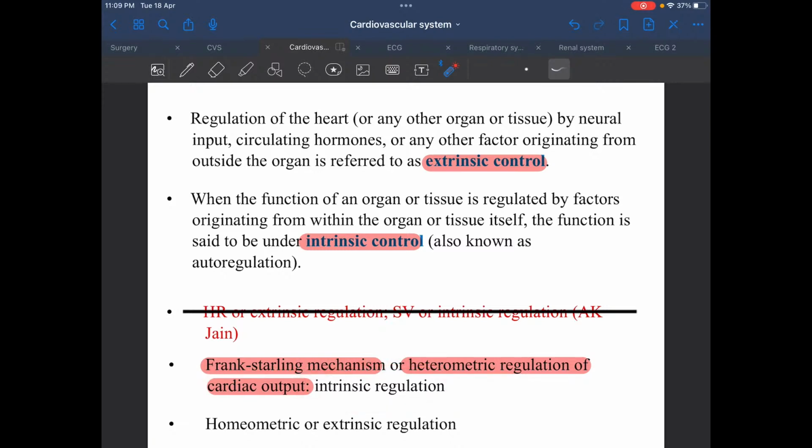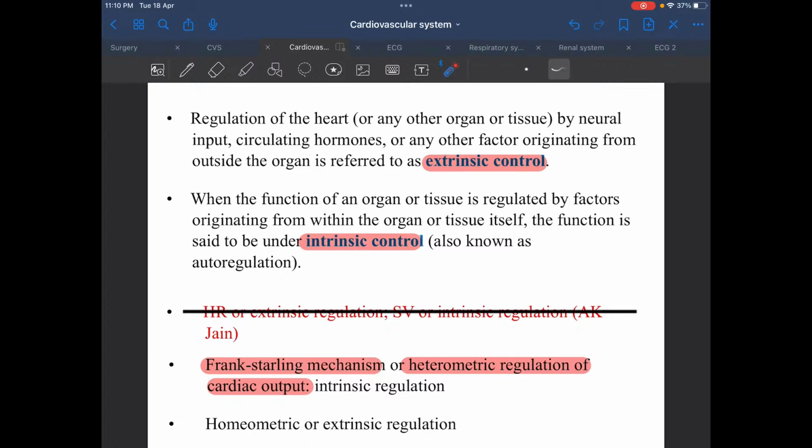मतलब Frank-Starling के accordingly, we are going to study that heart is going to increase its amount of stroke volume itself. That's a Frank-Starling mechanism. But at the cost of what? At the cost of heterometric regulation. Heterometric मतलब cardiac muscle fibers की length is going to decrease or increase. मतलब it's heterometric intrinsic control.